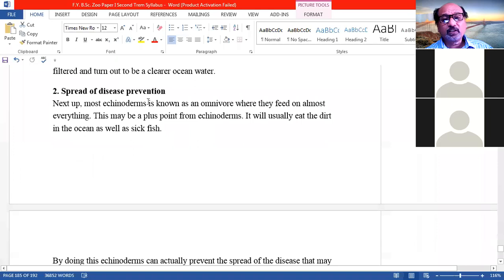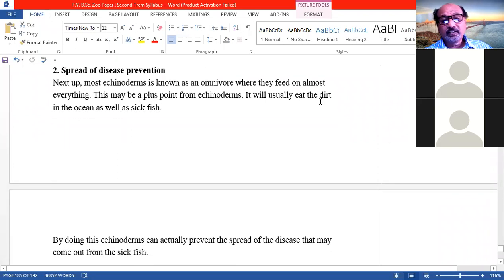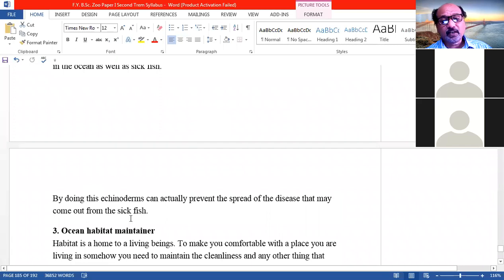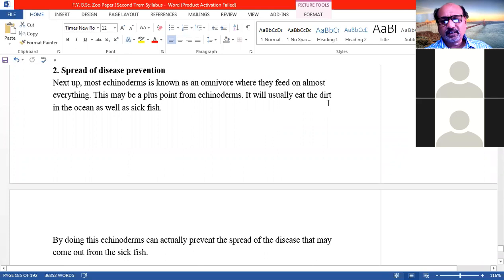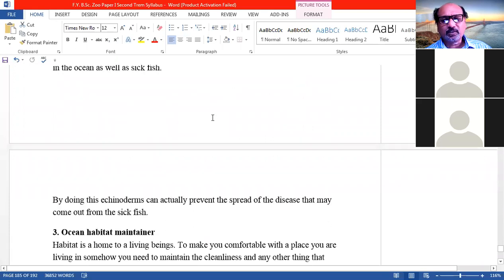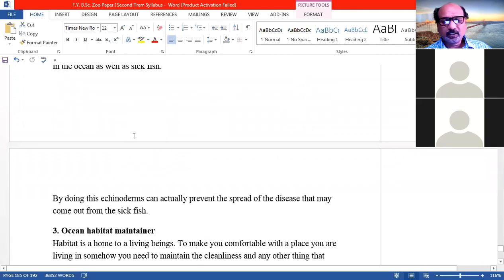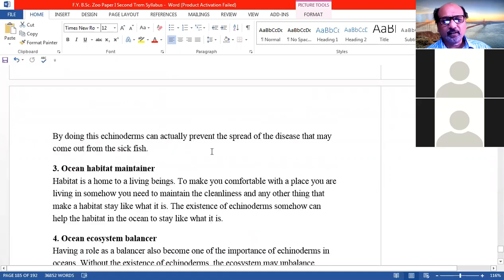Next, most echinoderms are known as omnivores, feeding on almost everything, and this may be a plus point of the echinoderms. They will usually eat the dirt in the ocean as well as sick fish. By doing this, echinoderms can prevent the spread of disease that may come from the sick fish. Whatever they eat, the dirt and the sick fish that cause decay in the seas, they devour them and clean up the sea.